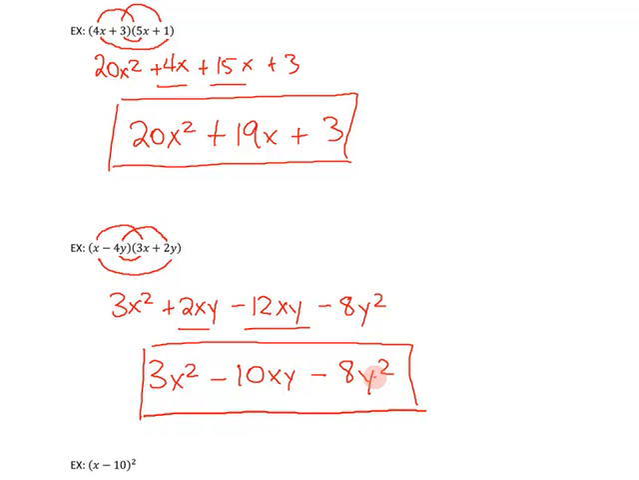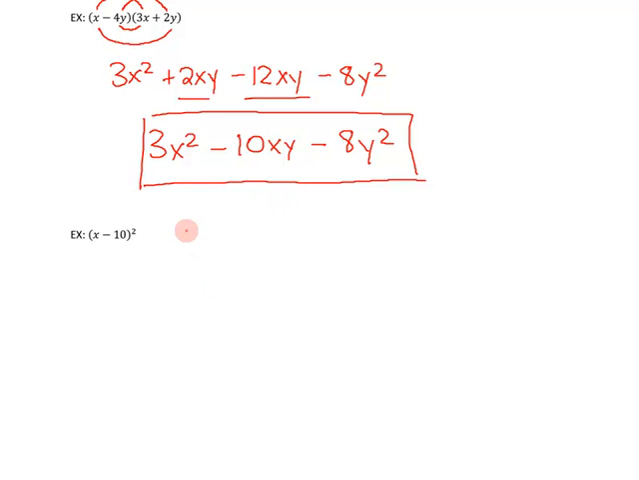Now in this one, we've got a problem that looks a little bit different. We have x minus 10 squared. And while it may be tempting to try squaring each one of those, we would actually be incorrect if we tried squaring the x and squaring the 10 and being done with it.